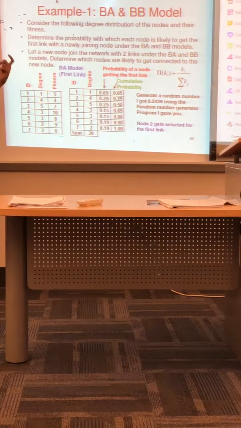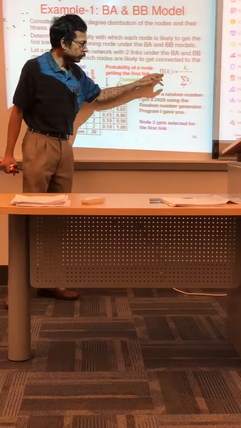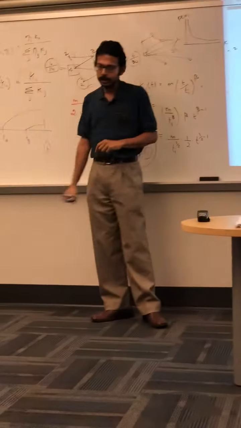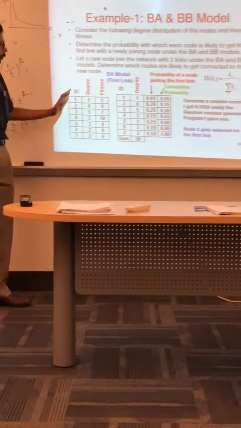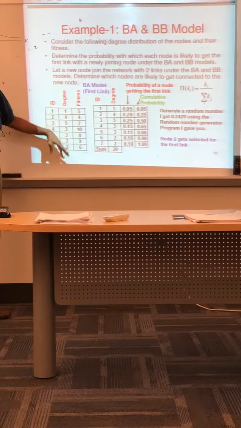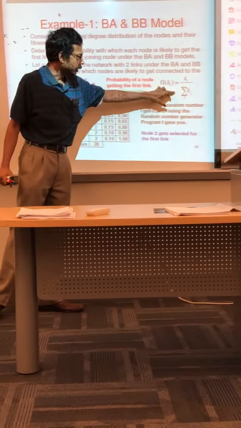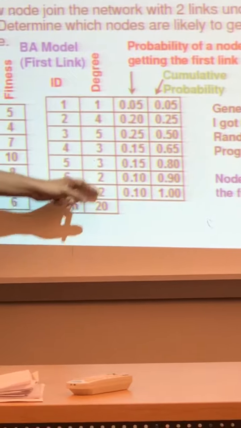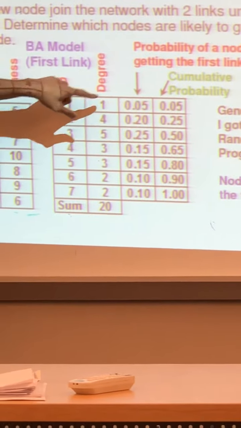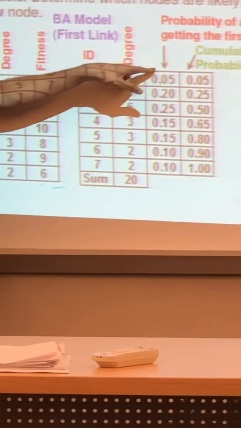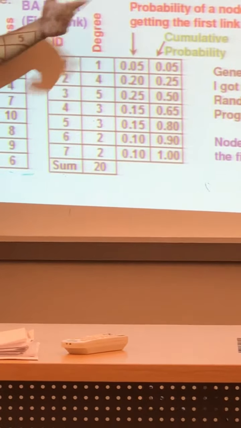So let's first do the BA model. So the probability formula for the BA model is this. So it is the Ki divided by the sum of all the degrees. So let us omit the fitness column for now for the BA model and just work based on the degree values. So what is in this expression here? We want to first sum all the degree values. So we'll sum all the degree values, and that comes out to be 20 here. So we divide now the Ki, the individual degree values, by the sum. So that's the probability, okay, for a node to get the new link, which is the first link.